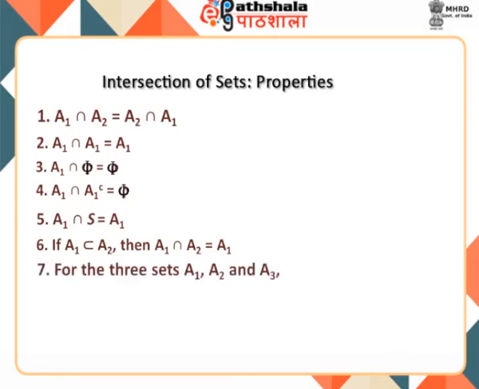Lastly, for the three sets A1, A2, and A3, the following associative property should be satisfied. A1 intersection A2 intersection A3 is equal to, within brackets, A1 intersection A2, intersection A3, is equal to A1 intersection, within brackets, A2 intersection A3.